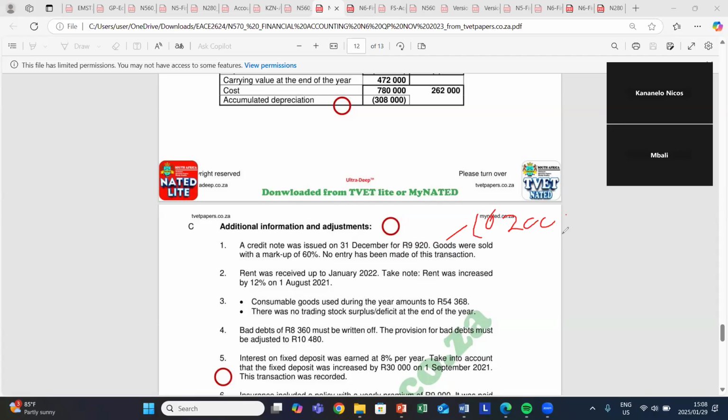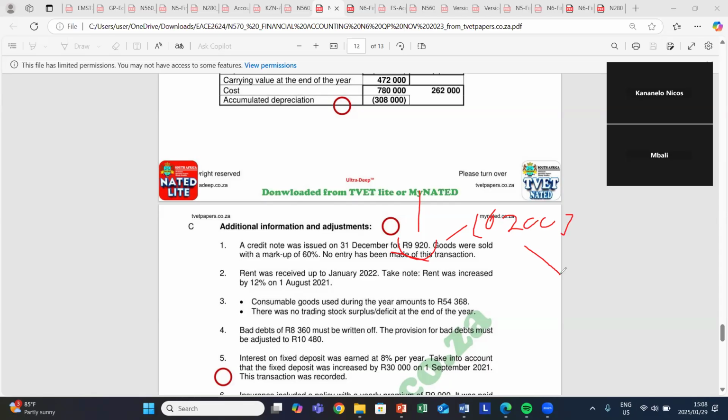And then you also have a sales amount. We sold our goods on credit, and then this transaction was not recorded. So obviously it will affect both your sales and also cost of sales. It will affect your sales with the sales amount of 9,920, and also your cost of sales with an amount of 6,200.